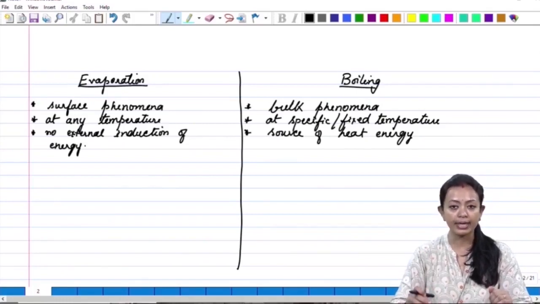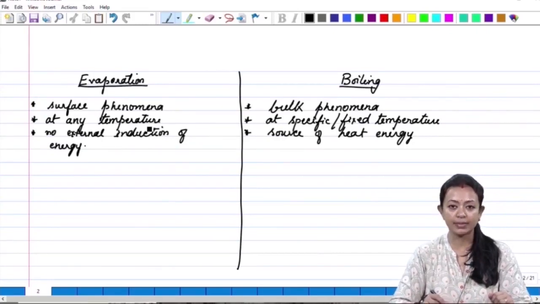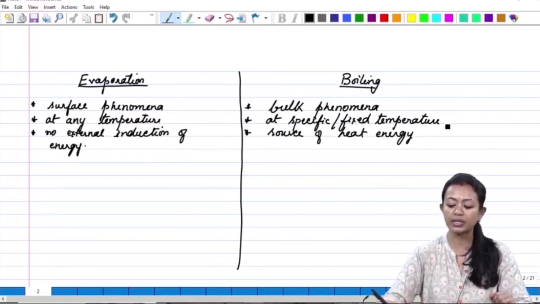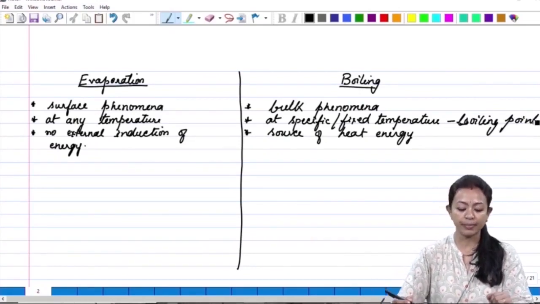But in case of boiling, you are providing energy to the system so that every particle can gain that energy and get converted into the gaseous state at a faster rate. Second point is that evaporation happens at any temperature, at a lower temperature, even at higher temperature. The only difference is that the rate of evaporation would depend on the temperature. Whereas in case of boiling, it happens only at a specific temperature, which we term the boiling point. It happens only at the boiling point, but for evaporation, there is no fixed temperature.